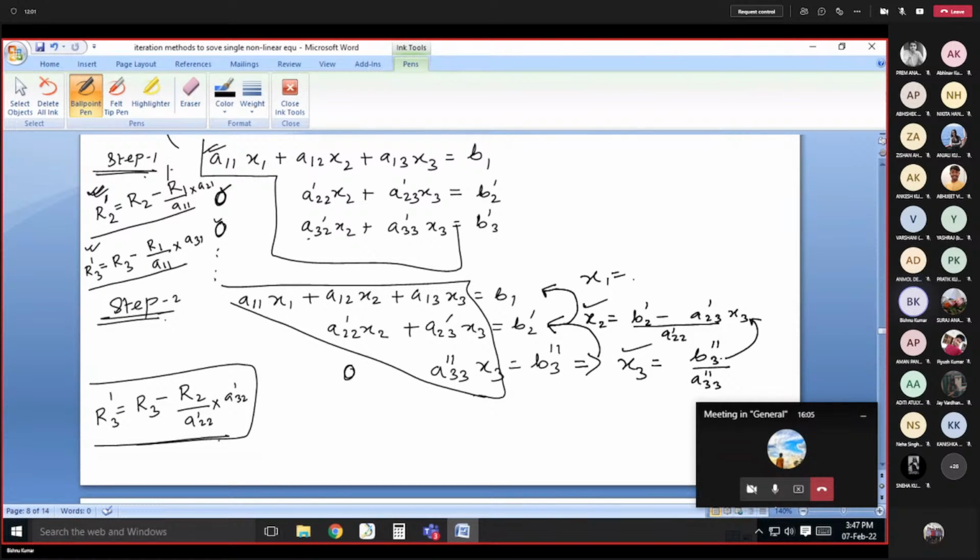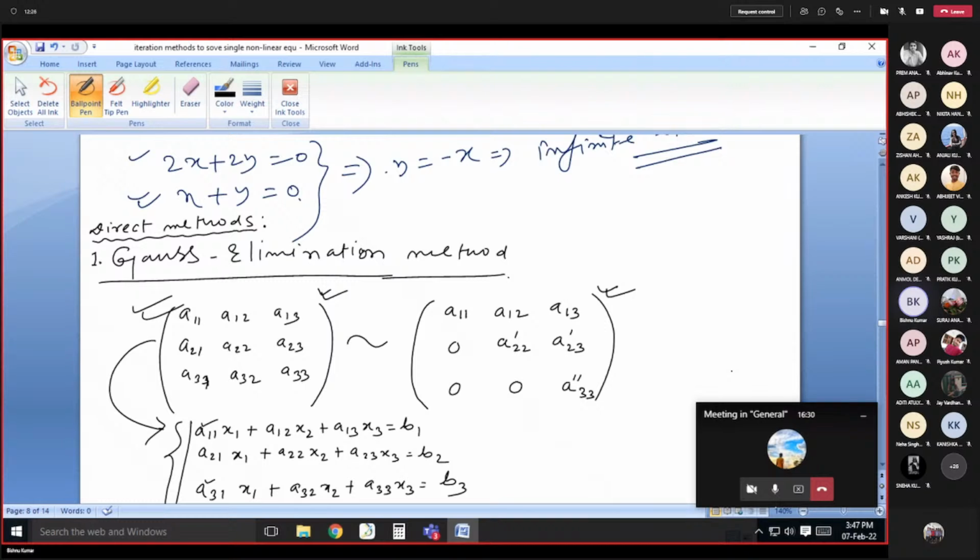So the process of finding the values from the back side, step by step, last value, then second last value, then next value, up to the first value, coming out step by step from last to first, is known as back substitution. Sometimes this method is also known as the method of back substitution.